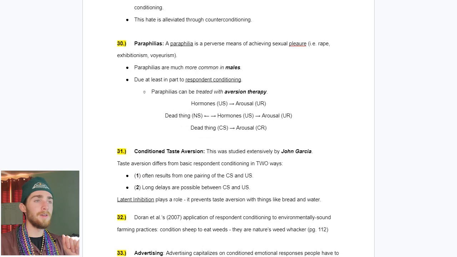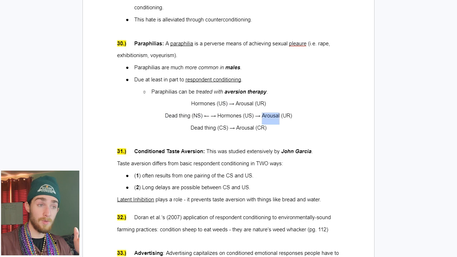Paraphilias. Paraphilia is a perverse means of achieving sexual pleasure. We're talking about things I cannot say on YouTube. So, here's how a paraphilia might develop. We have hormones, which are an unconditioned stimulus, which reliably elicit the unconditioned response of arousal. Alright, so this is young Ted's first time encountering a dead thing. It's a neutral stimulus, and it's paired in close time with his hormones, right?